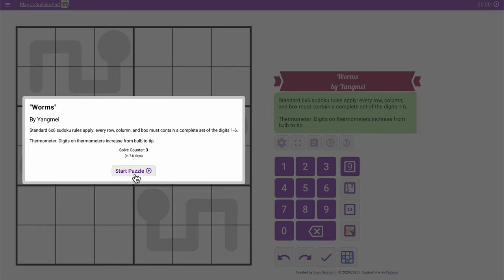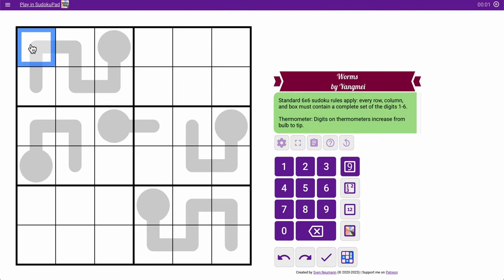Everyone, it's time for another in the easy set of introductory variants. This one is called Worms. It has some thermos, which you have to increase from the bulb, which is a circled end, to the tip.